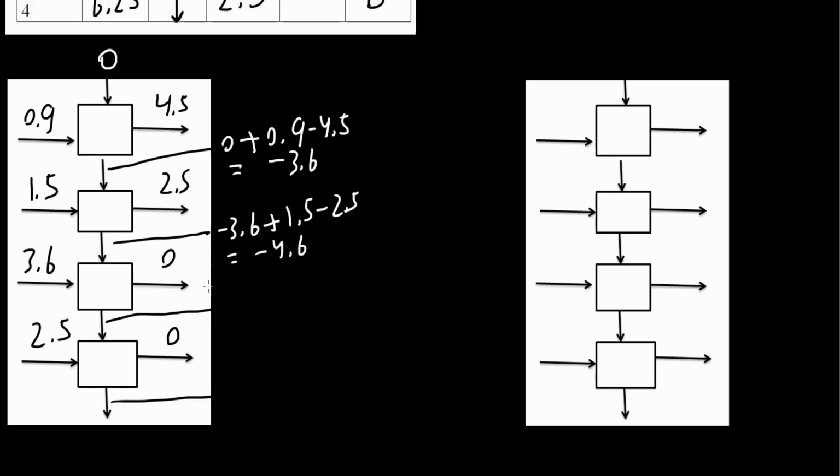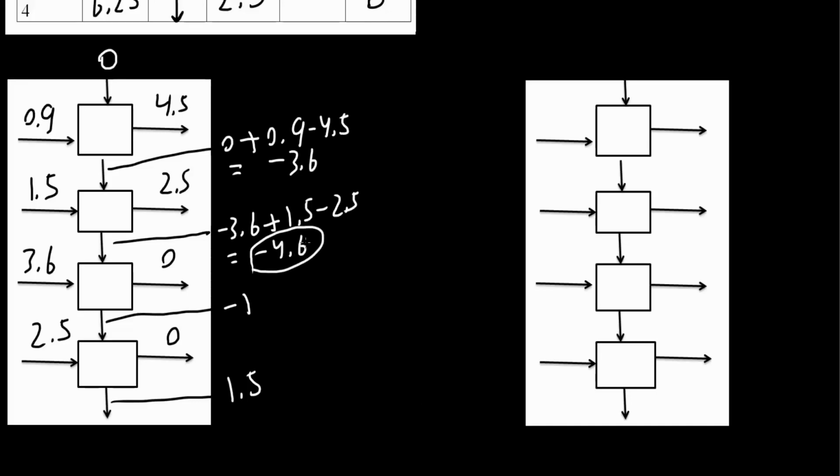Likewise, exact same procedure. Negative 4.6 plus 3.6 minus 0, and we would get negative 1 for this arrow. Likewise, negative 1 plus 2.5 minus 0, and we would get 1.5, a positive number. Now, in order to create this revised cascade diagram, you check out of these four numbers, what number is the lowest? The lowest is this one right here, negative 4.6.